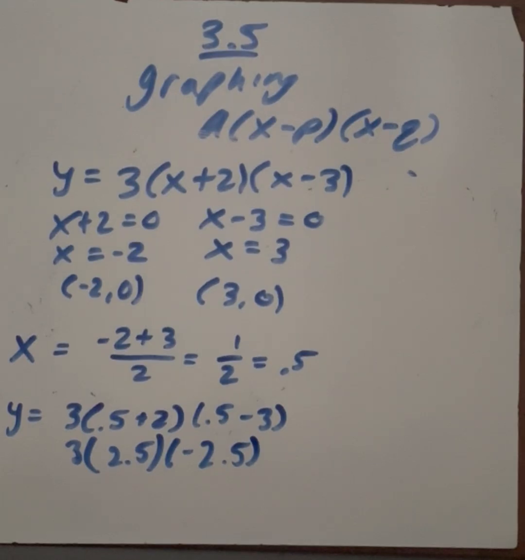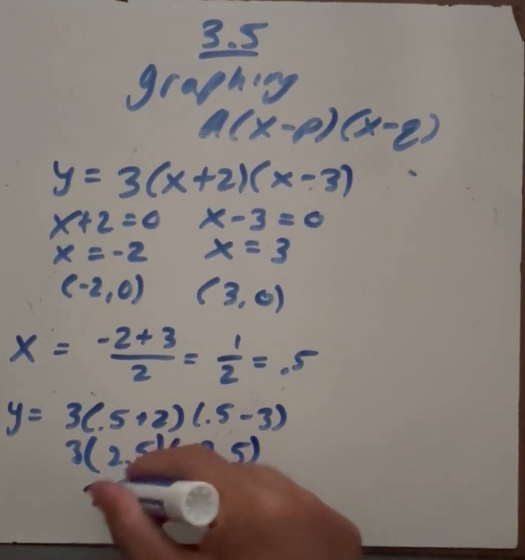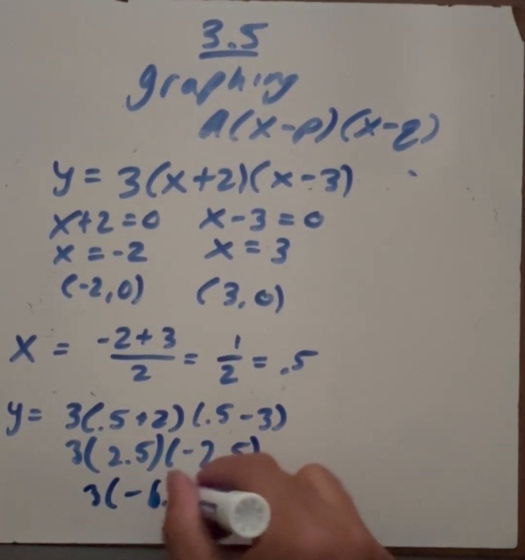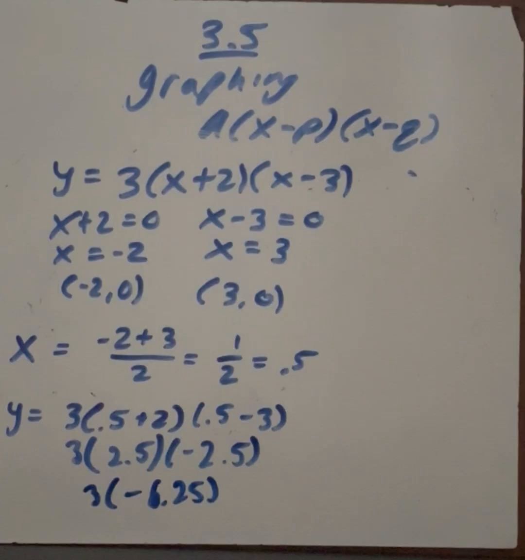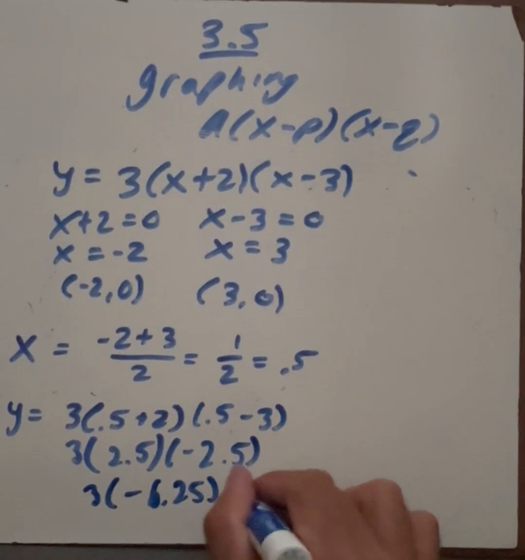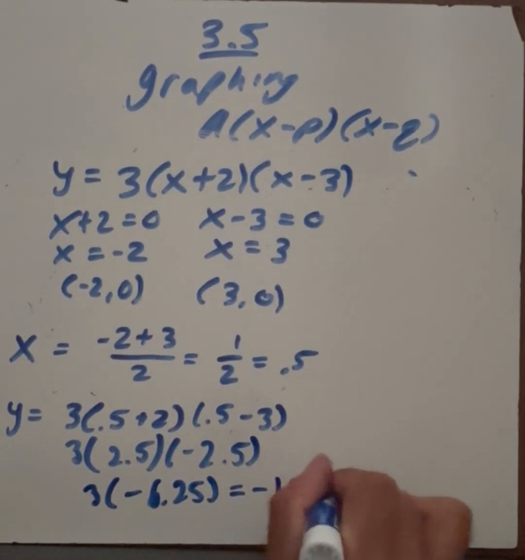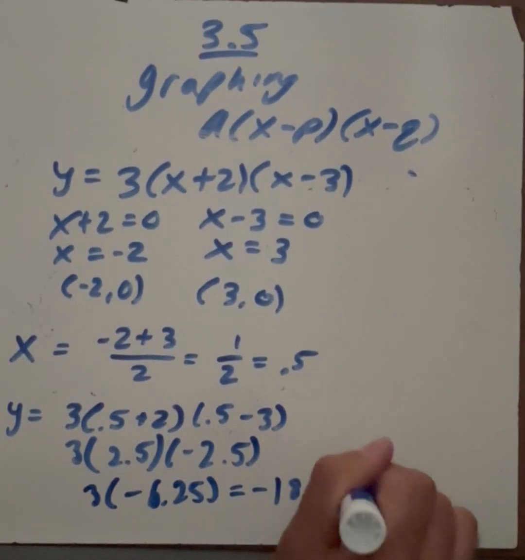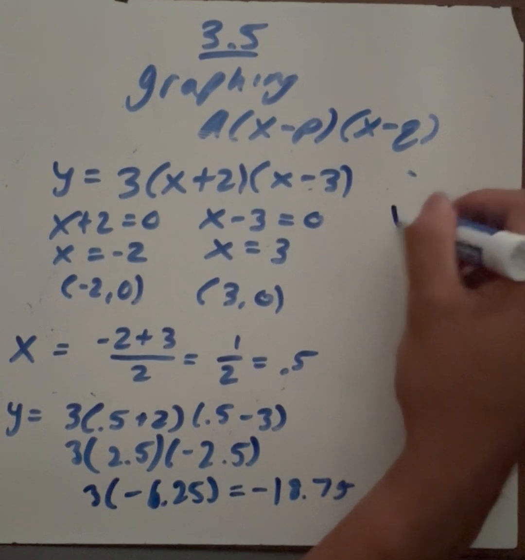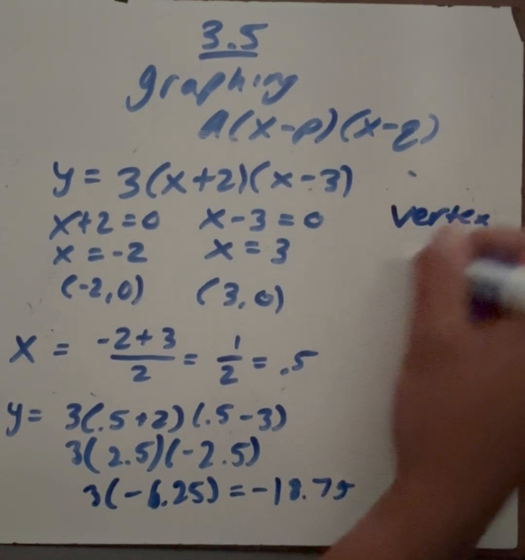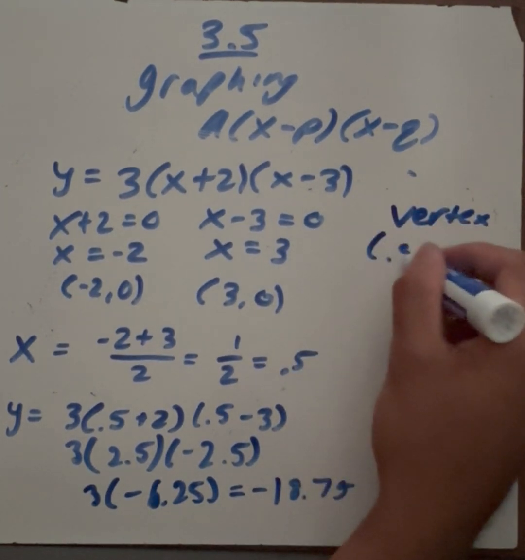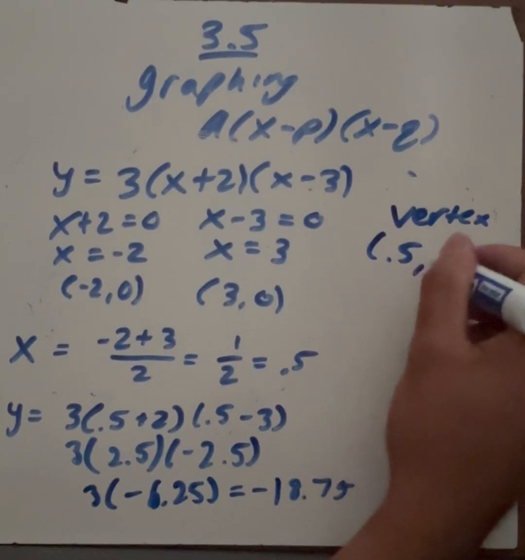2.5 times 2.5 is 6.25, and it's negative, so negative 6.25. This would be 3 times negative 6.25, and 3 times negative 6.25 is negative 18.75. So now we found our vertex also. So our vertex is 0.5, negative 18.75.